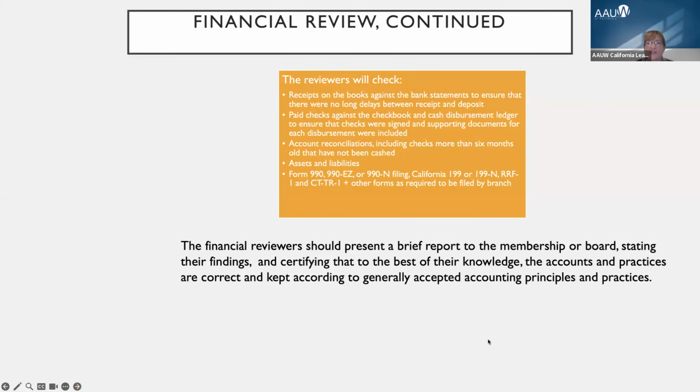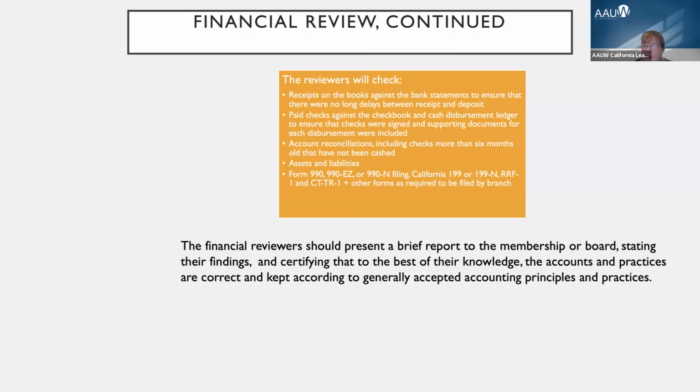So these are some additional things and how the processes would work. For example, you're looking at receipts on the books against the bank statement. Make sure there are no long delays between when something is handed in and recorded as a contribution or membership dues, and when it got into the bank. Pay checks against the checkbook and cash disbursement ledger. Make sure they're showing up in a reasonable time in the bank statement.